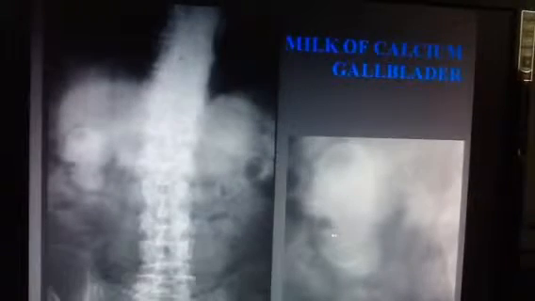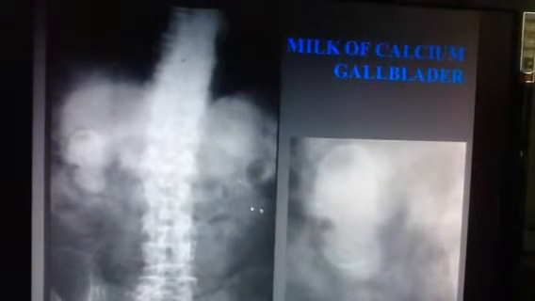This is called the Gou foot sign or the Janis Joplin sign, Mercedes-Benz. Gou foot sign or Mercedes-Benz sign is what this is called. And that's cholesterol in the stomach.